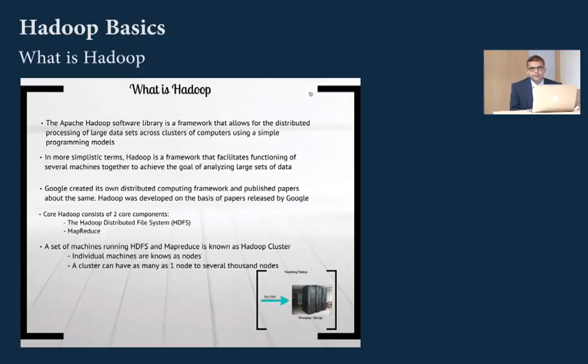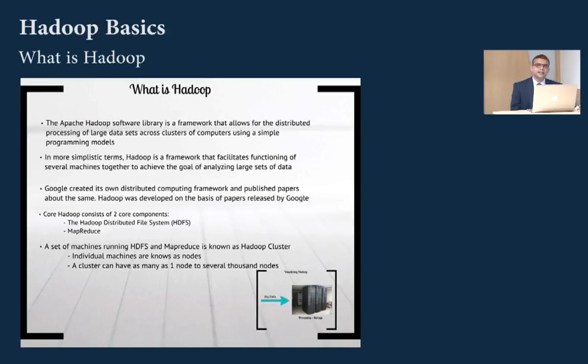In more simplistic terms, Hadoop is a framework that facilitates the functioning of several machines together to achieve the goal of analyzing large sets of data. The first company that created a system like this was Google. Google created its own distributed system and they gave away 2 white papers. Based on the white papers, Doug Cutting from the community took those white papers and created this system known as Hadoop. Core Hadoop consists of 2 components, HDFS and MapReduce.